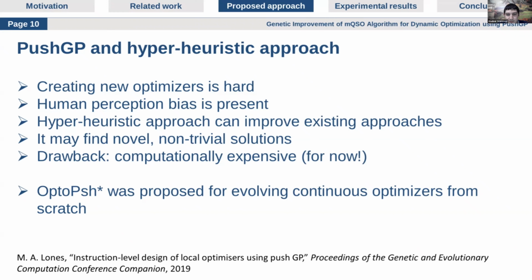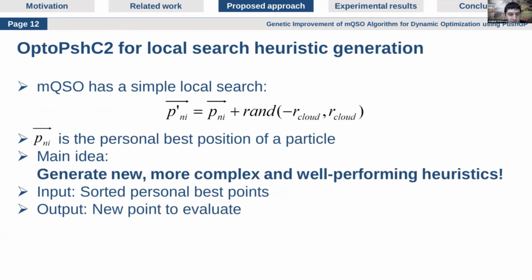So for this idea, actually, I used the opt-to-push algorithm, which was proposed 5 years ago to generate local optimizers from scratch on the level of instructions. So here is the idea. The mQSO has a simple local search. You just take the best point and generate a point next to it, and if it's better, you just replace it. So the main idea is, let us generate a new, more complex local search with genetic programming.